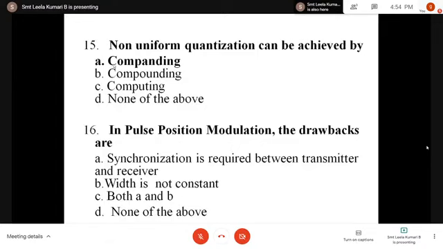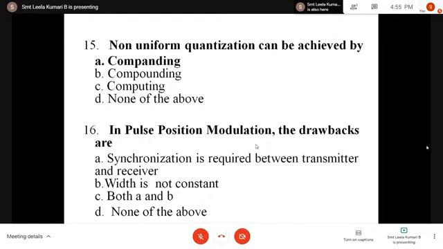Non-uniform quantization can be achieved by compounding, computing, none of them. So compounding is a technique which is used to produce the non-uniform quantization. Because non-uniform quantization directly is not possible since the signal levels are not known in advance. So that's why the non-uniform quantization can be achieved by means of a technique which is defined as companding, which is a combination of compression and expansion.